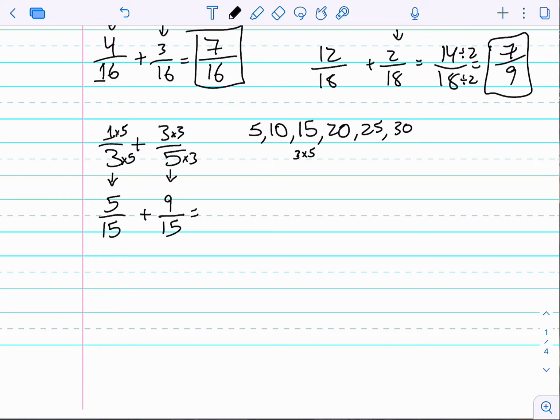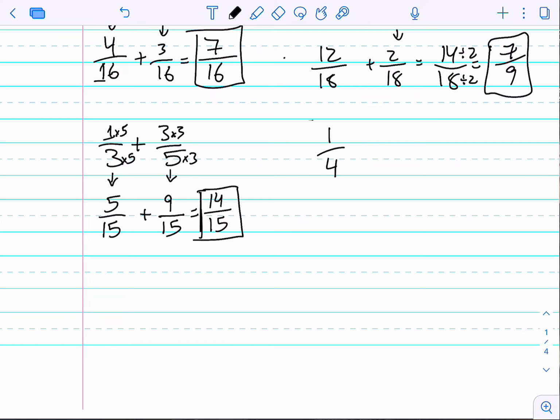So now I can add them together, so 9 plus 5 is 14, 15ths is my answer. Okay, let's do another. Another example here. We'll do one more, then we're going to do a worksheet. So let's say that I do 1/4 plus 3/5. How about that? 1/4 plus 3/5.